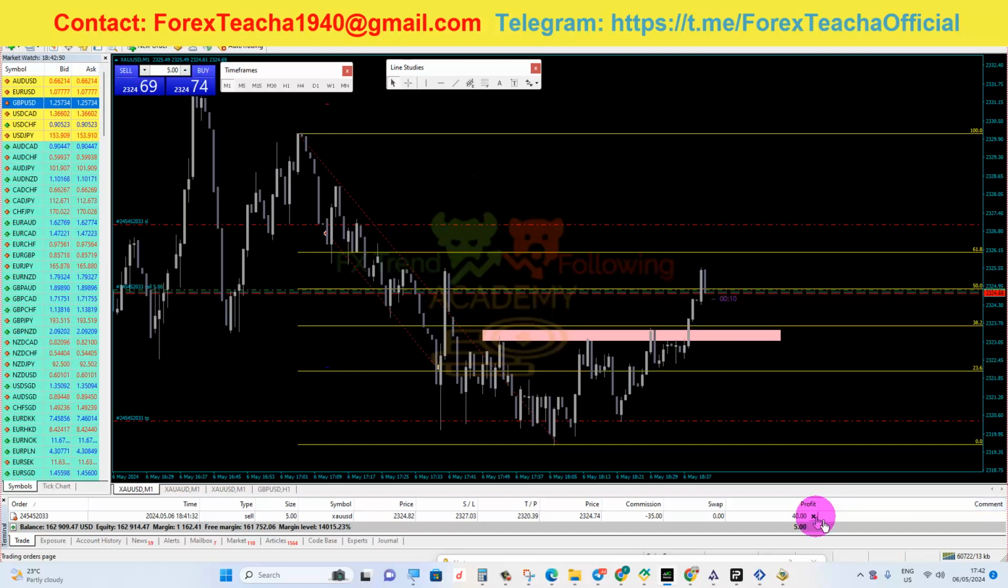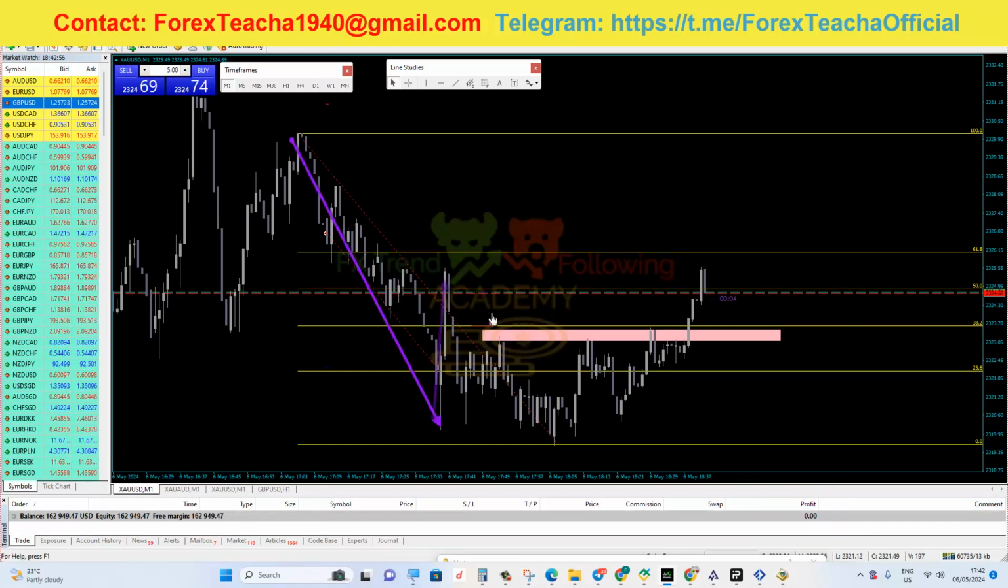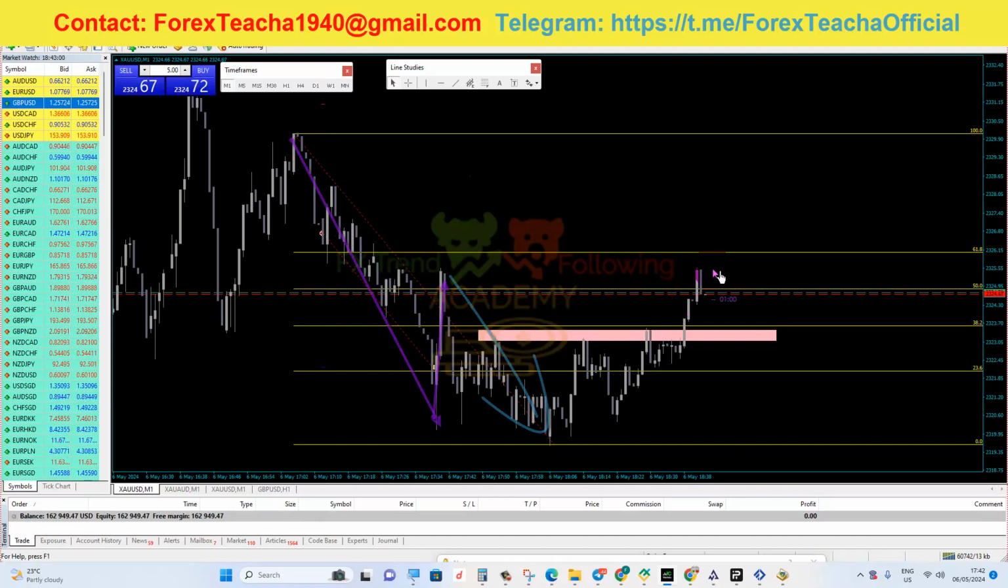So I think I rushed this one. I was not supposed to enter this trade, but I was going to enter this trade if the market was, let's say, this side right here, right, before all this.